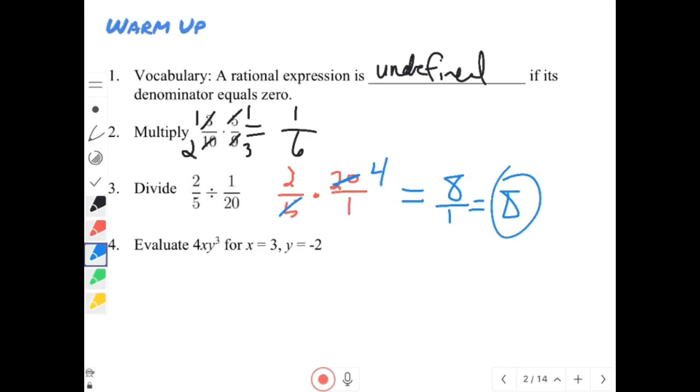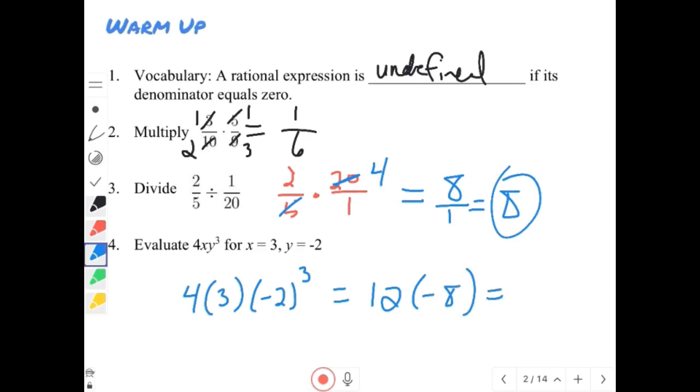And then last, we are just going to plug in some numbers. So we have 4 times 3, and then we have negative 2 to the third. The first part is going to be 12. Negative 2 to the third is going to be negative 8. So that's going to be negative 96. Okay, there's your warm-up for the day.